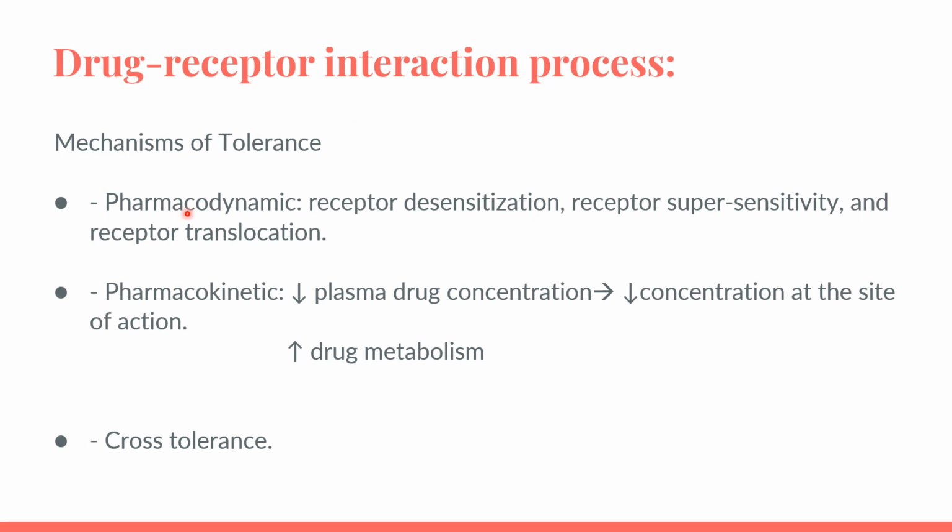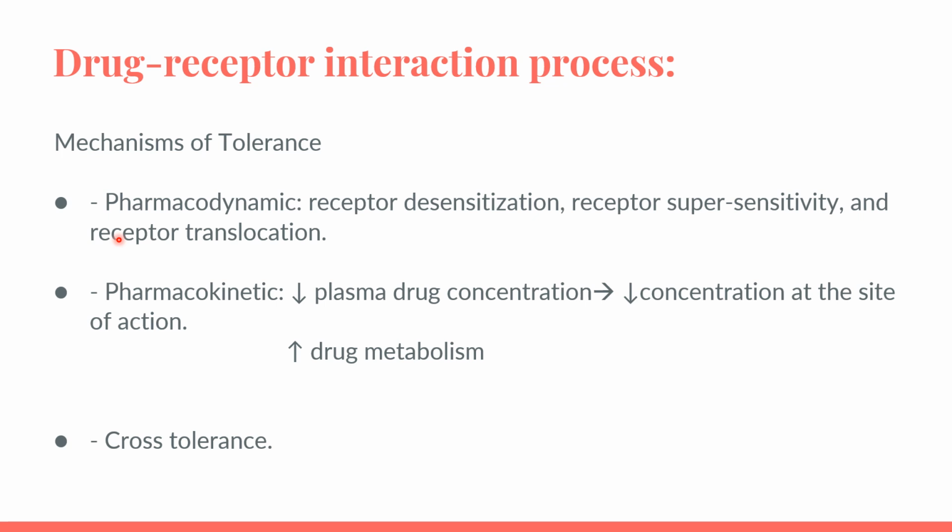For tolerance, we have pharmacodynamic mechanisms like receptor desensitization, where we see downregulation of receptors, the number of receptors decreases, uncoupling of receptors from effector system, desensitization as a mechanism of drug resistance to agonists. We also have receptor supersensitivity, where we encounter receptor upregulation, changes in receptor sensitivity, and finally we also have receptor translocation.